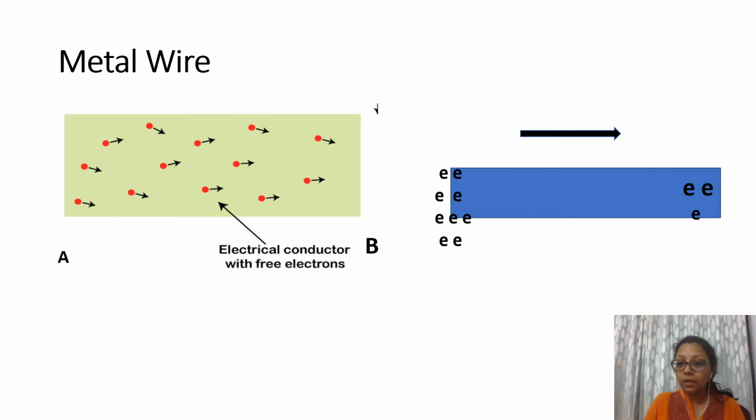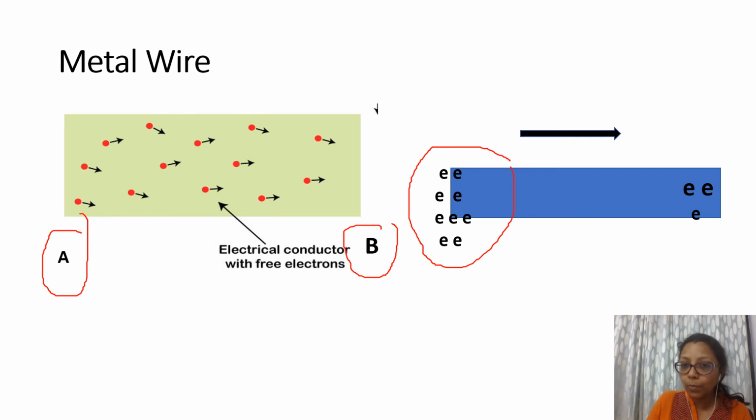Now, we take an actual situation, that is, we have a metal wire, and as we know from our previous knowledge, a metal wire is an electrical conductor as it has free electrons. My question is, how will the electrons move from point A to point B? Keeping our previous examples, we can say that it is possible only when the concentration of electrons at point A is more than the concentration of electrons at point B. If I can create such a situation, the electrons start flowing from point A to point B.